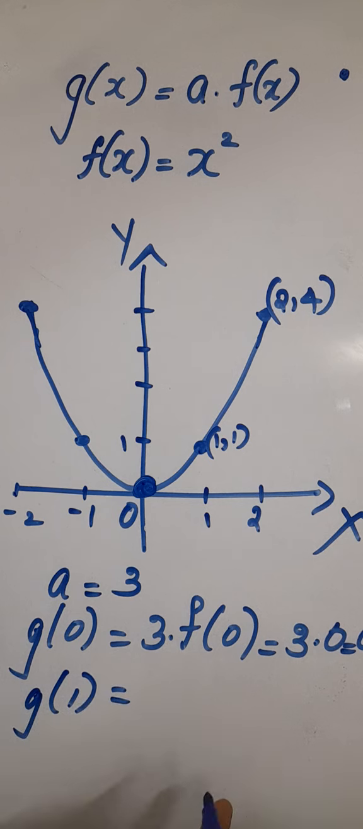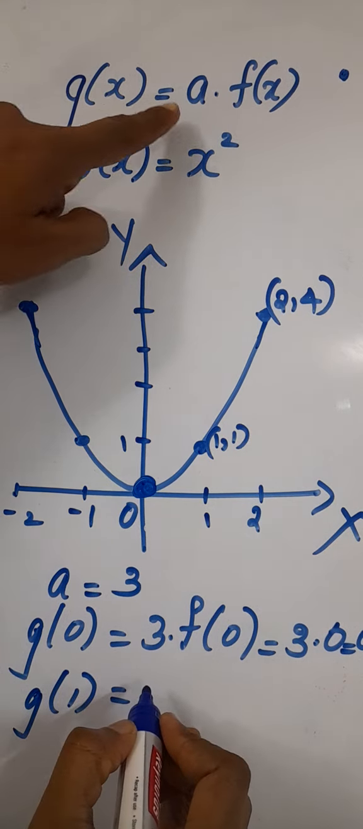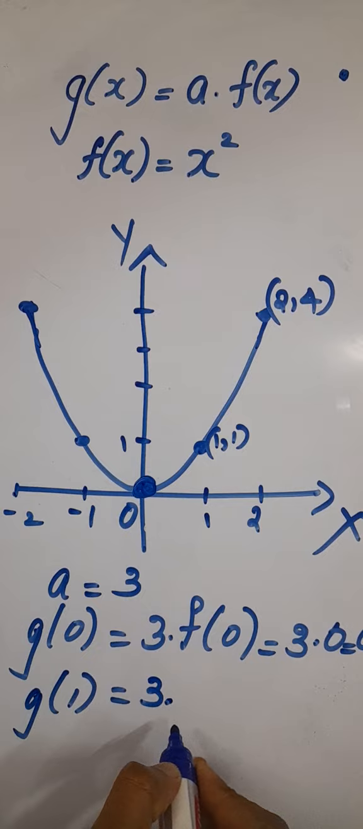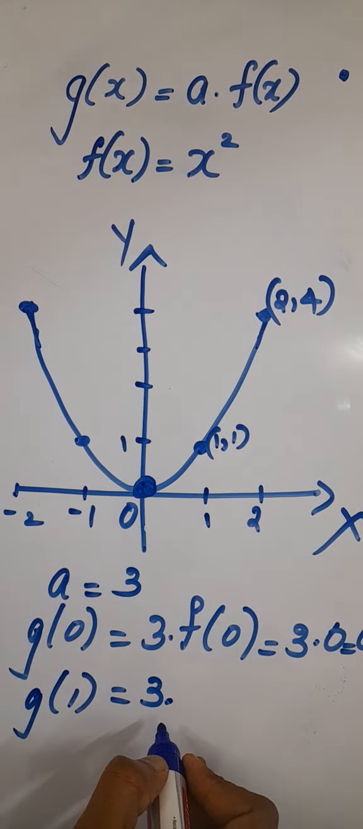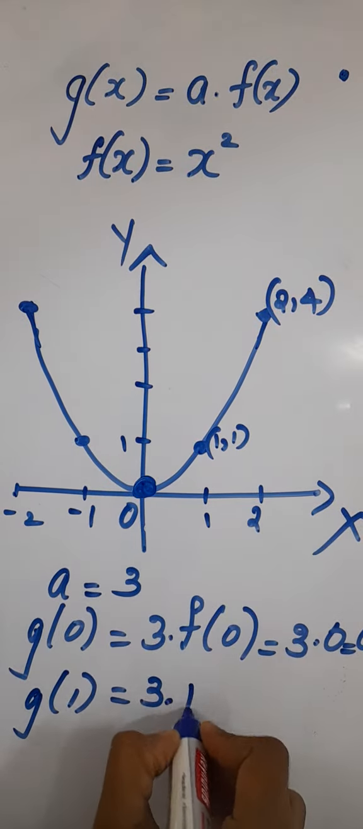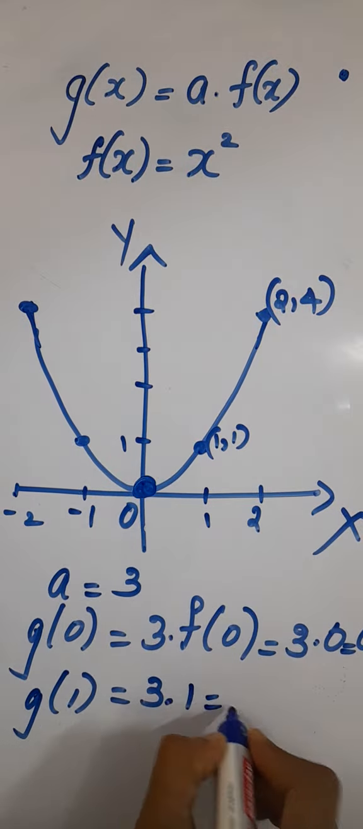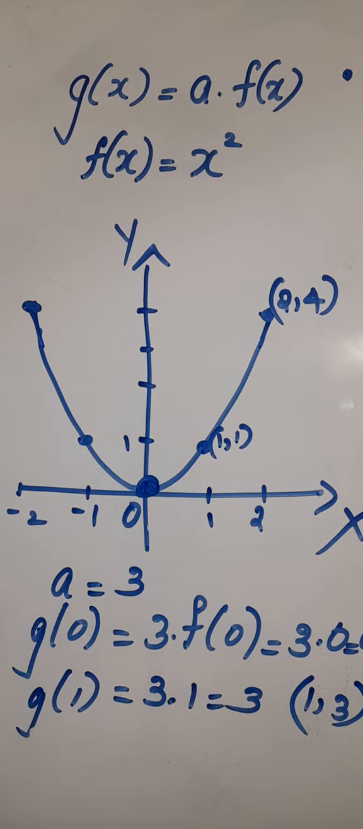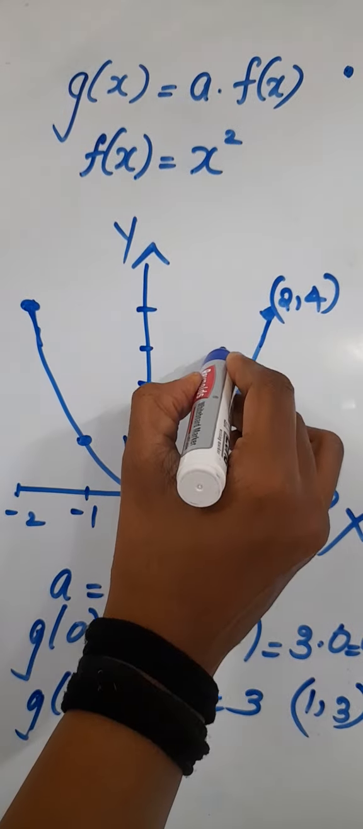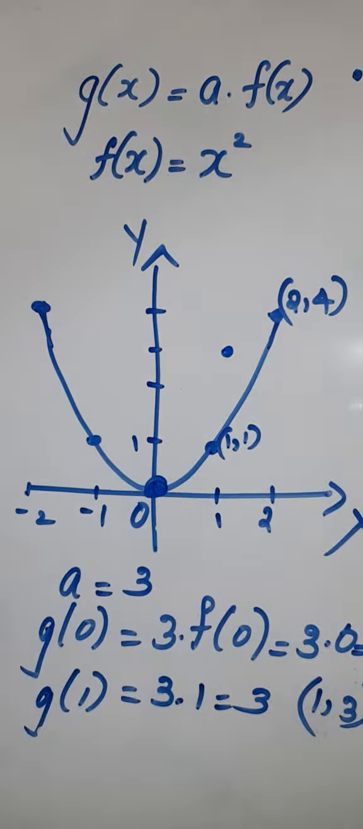Find what is g of 1. That will be a times, that is 3 times f of 1. So f of 1 is 1. We get 3 times 1, which is 3. So we get the point (1, 3) on the curve g of x. If (1, 3) is a point, (minus 1, 3) is also a point on g of x, because it is 3 times x square. It is again another parabola.